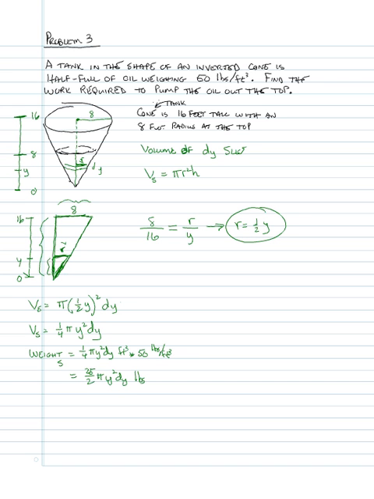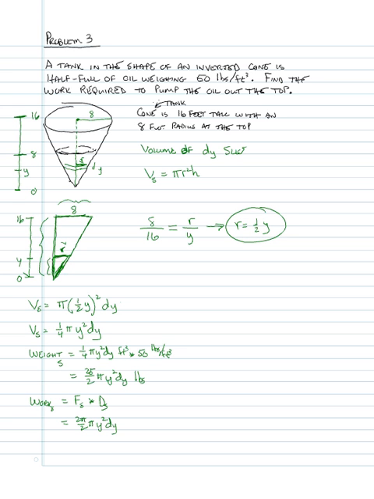Well, remember, pounds in a lifting problem is the same as force. So when we're looking at the work required to move that slice out, it would be the force for that slice times the distance for that slice. And the force is overhead there. It's 25 over 2 pi y squared dy.